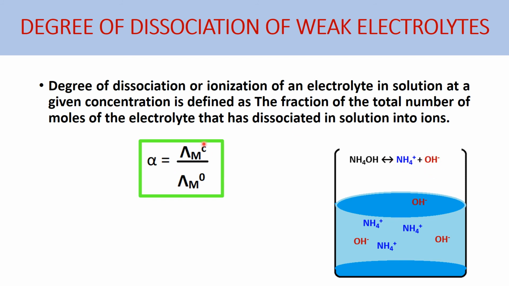Here you can see the degree of dissociation is calculated by using this formula, where alpha is the degree of dissociation. So alpha is equal to lambda mc divided by lambda m0, where lambda mc is the molar conductivity at a specific concentration and lambda m0 is the molar conductivity at infinite dilution. We can assume that at infinite dilution, when the limiting value of the molar conductivity lambda m0 is reached, even a weak electrolyte is completely dissociated. Therefore, the degree of dissociation for a weak electrolyte is 1.